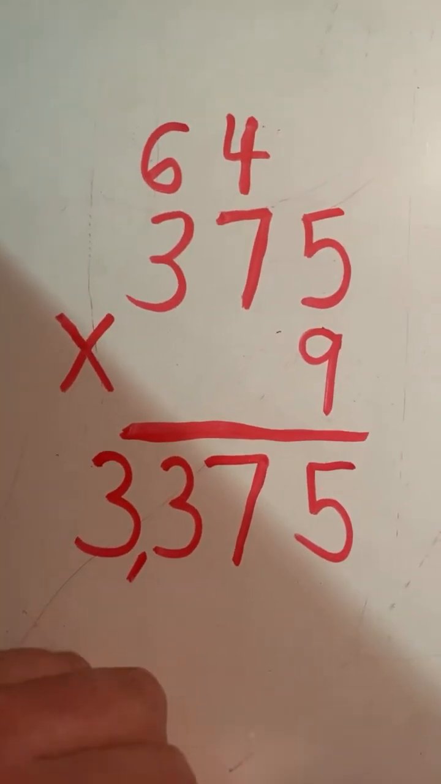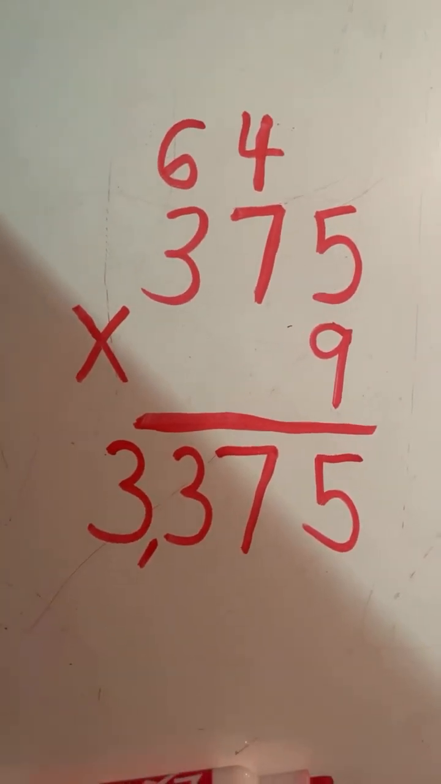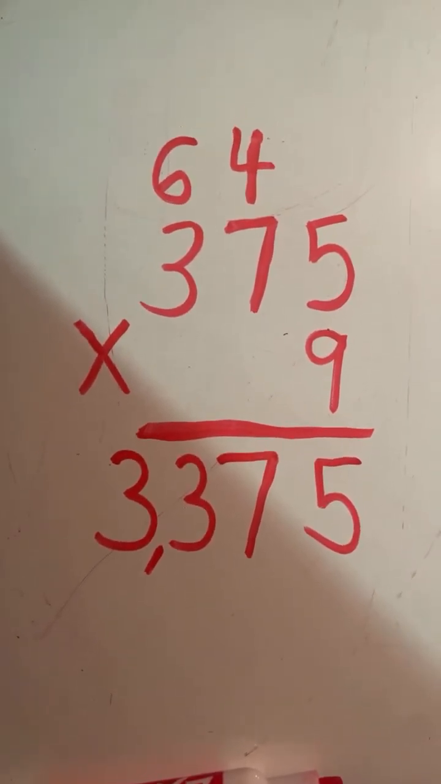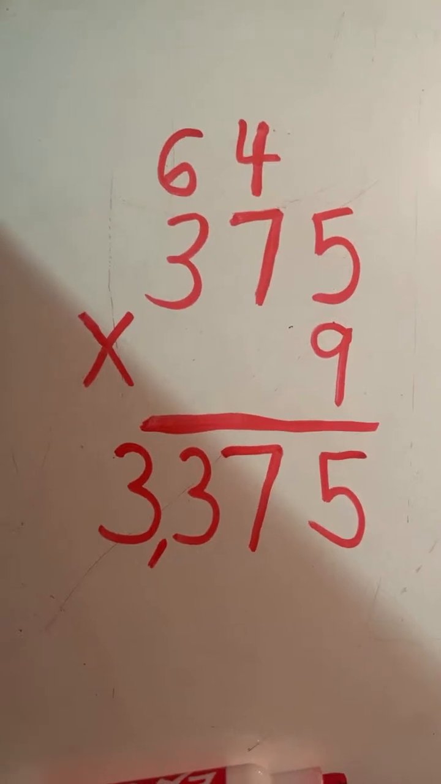And we have our final answer. 375 times 9 equals 3,375.